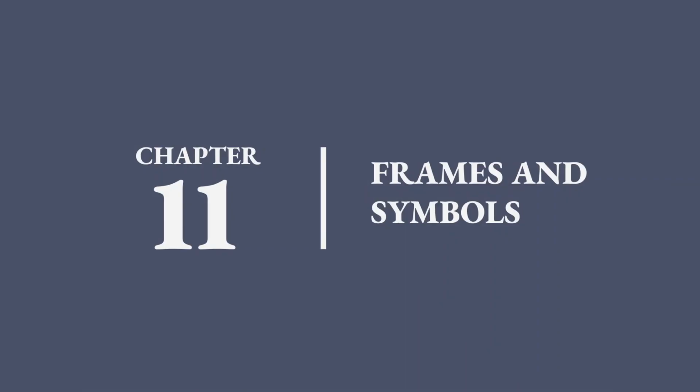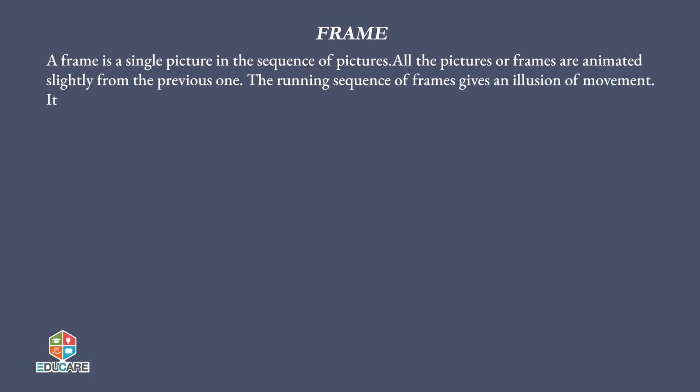Chapter 11. Frames and Symbols. Frame. A frame is a single picture in the sequence of pictures. All the pictures or frames are animated slightly from the previous one. The running sequence of frames gives an illusion of movement. It is known as animation or movie.